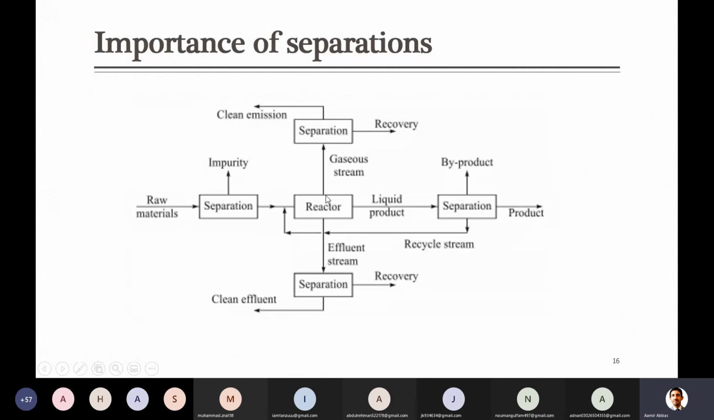At the same time, if gaseous streams are produced, you can go for their separation. Recovery means anything which is of use to us, we can get separated from the other gases which are of no use, which you have to vent from this plant or emit, so that they can be separated as well.